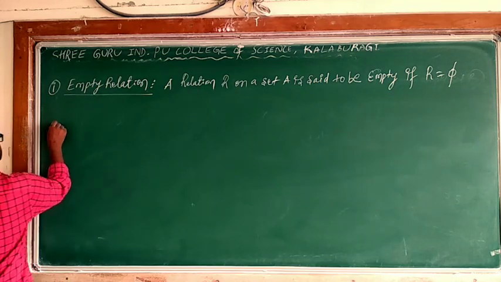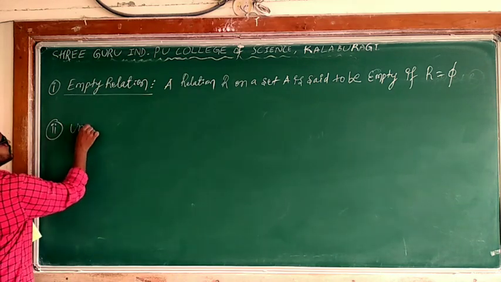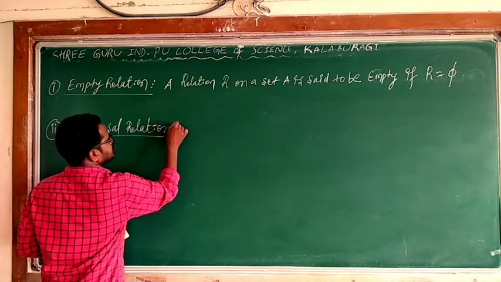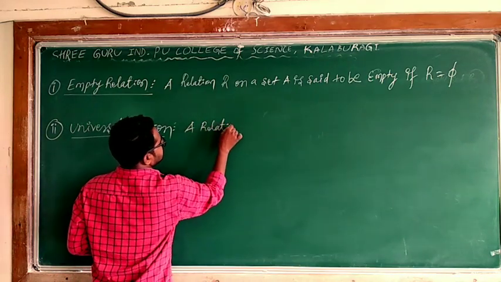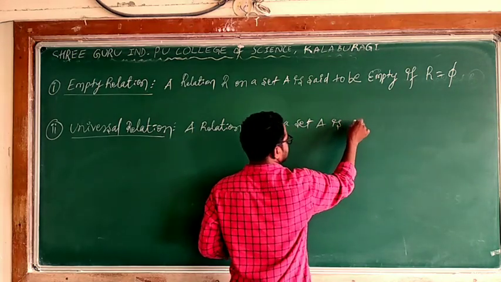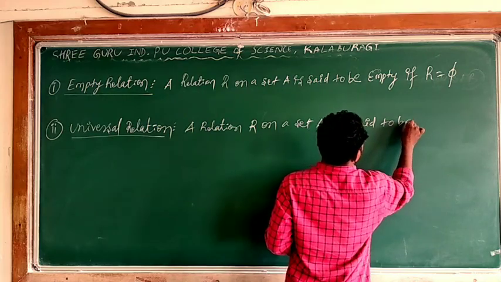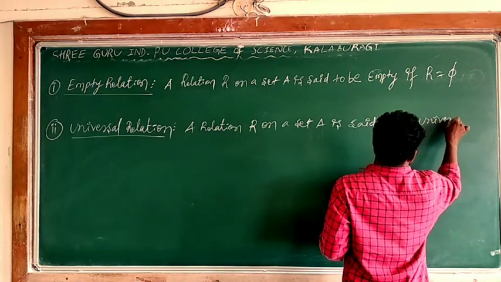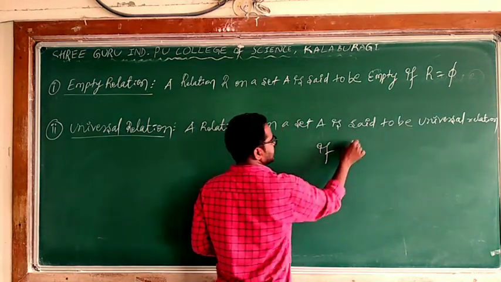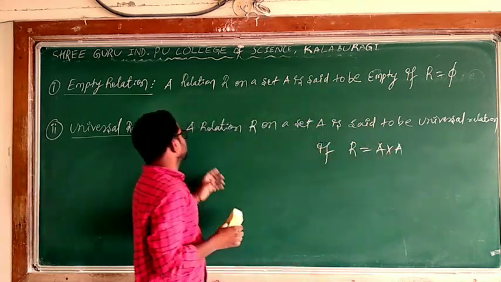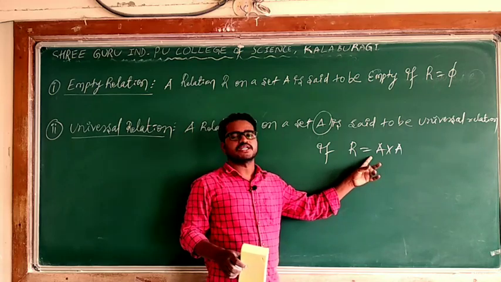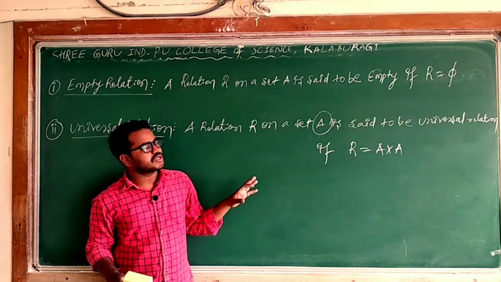So the second one, universal relation. A relation R on a set A is said to be a universal relation if R is equal to A cross A. If the given relation is defined on only one set A and the relation itself is equal to A cross A, that Cartesian product itself is considered a universal relation.